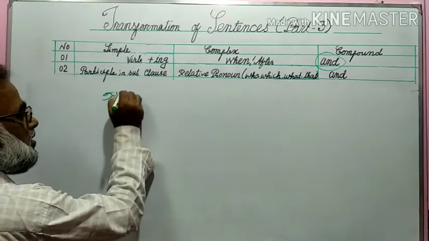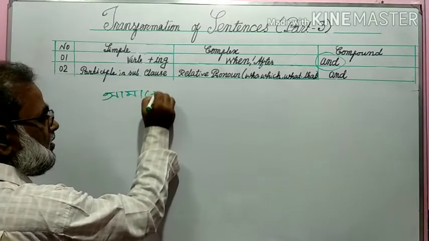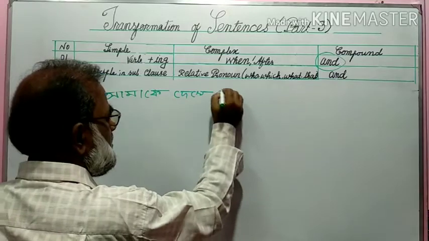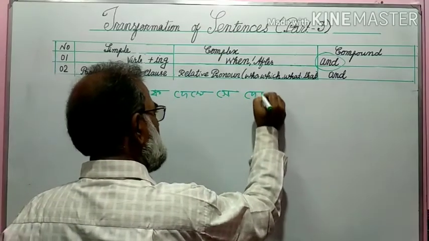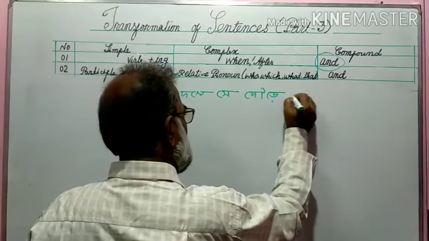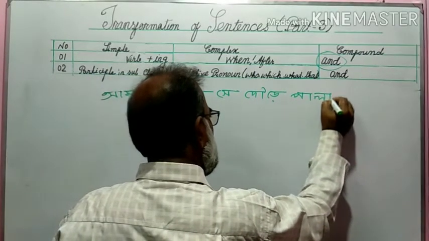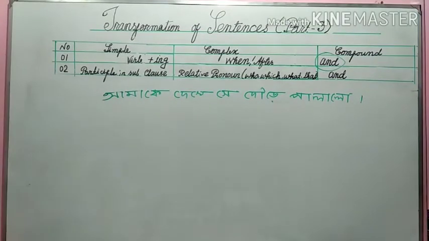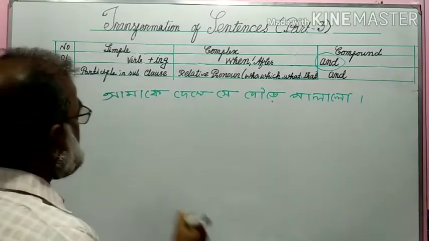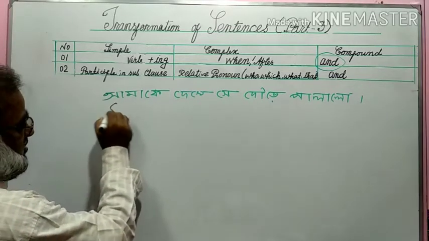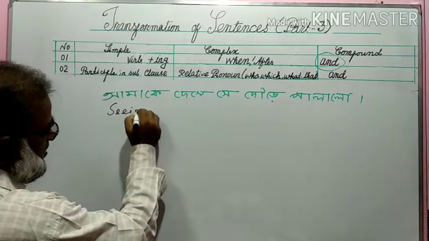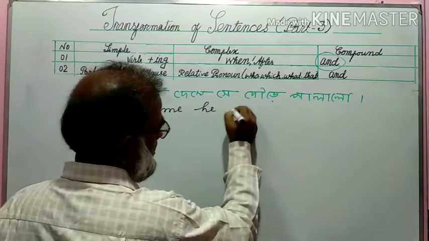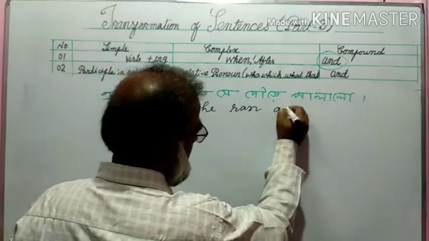আমাকে দেখে সে দৌড়ে পালালো। This is simple sentence. So verb plus ing: seeing me, he ran away.